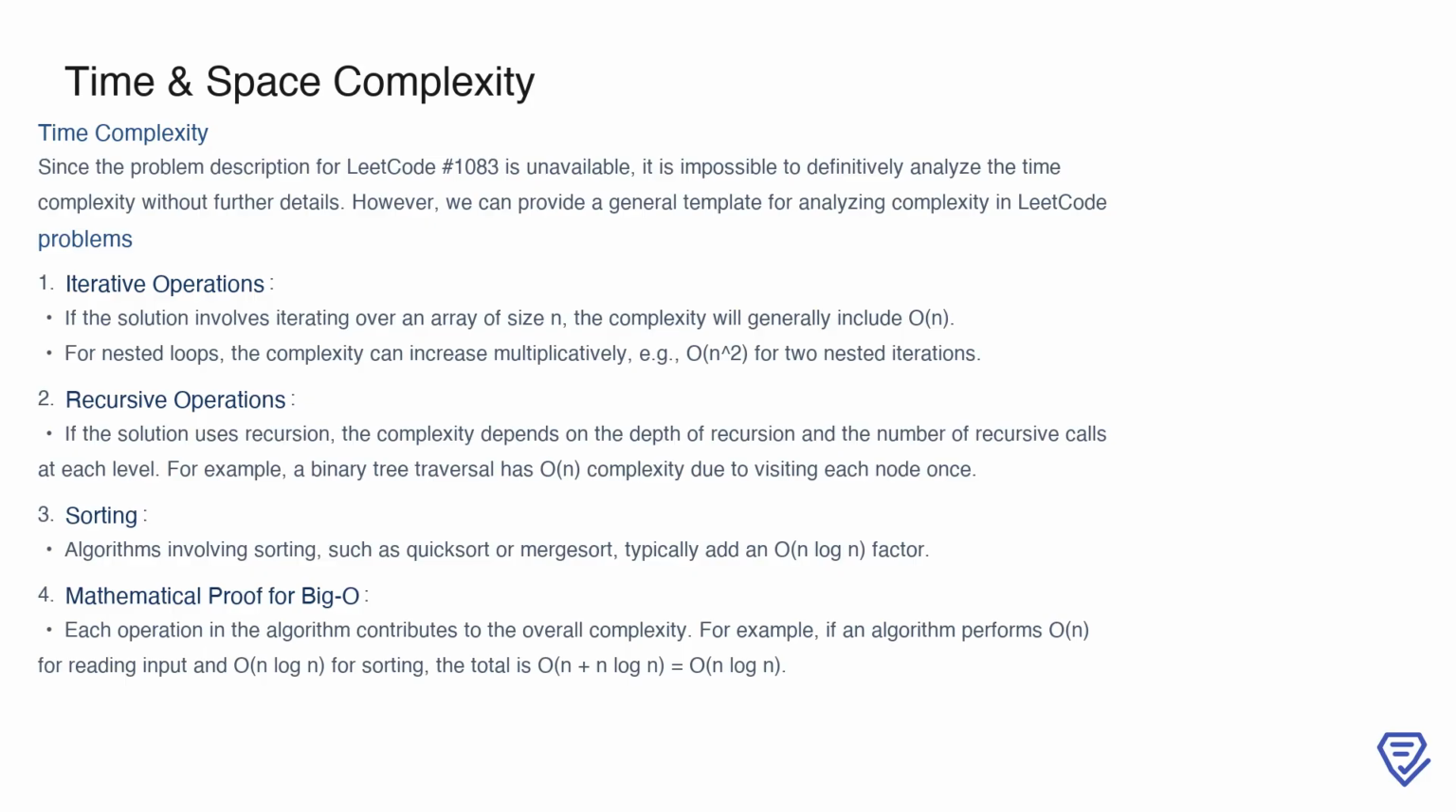To calculate the overall time complexity, we sum up the contributions of each part of the algorithm. For instance, if the algorithm reads input in O(n) and sorts in O(n log n), the total time complexity becomes O(n log n), as this is the dominant term.